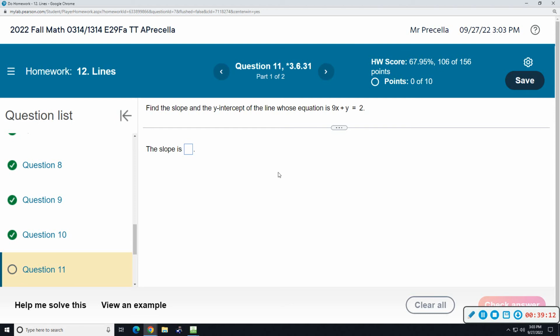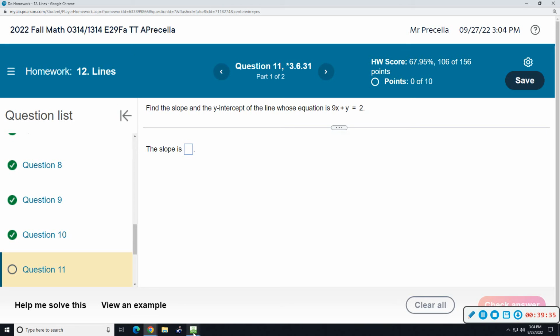Number 11. Find the slope and y-intercept of the line whose equation is given by 9x plus y equals 2. Wouldn't the slope be like 9, 0? There's an extra step on this problem.